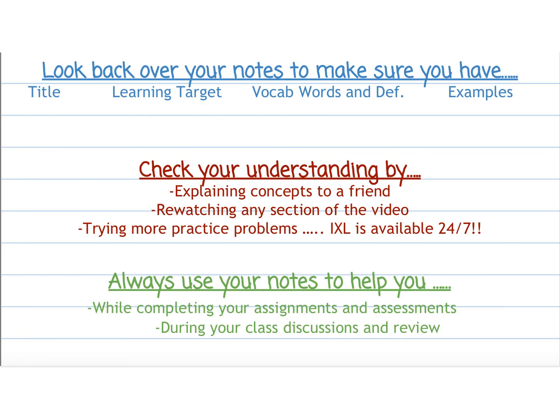That's all for solving proportions. Look back, make sure that your notes have everything that they should include there. Check your understanding. Is this something that you could explain to a friend? If not, rewatch parts of the videos that you are still stuck on. Otherwise, iExcel is always available for you to practice. Make sure you have your notes in class for assignments and our class discussions.